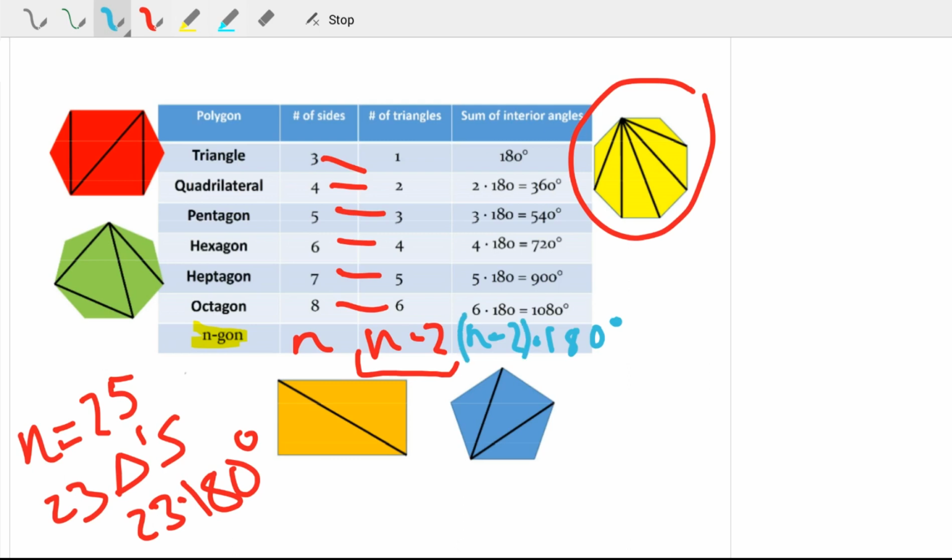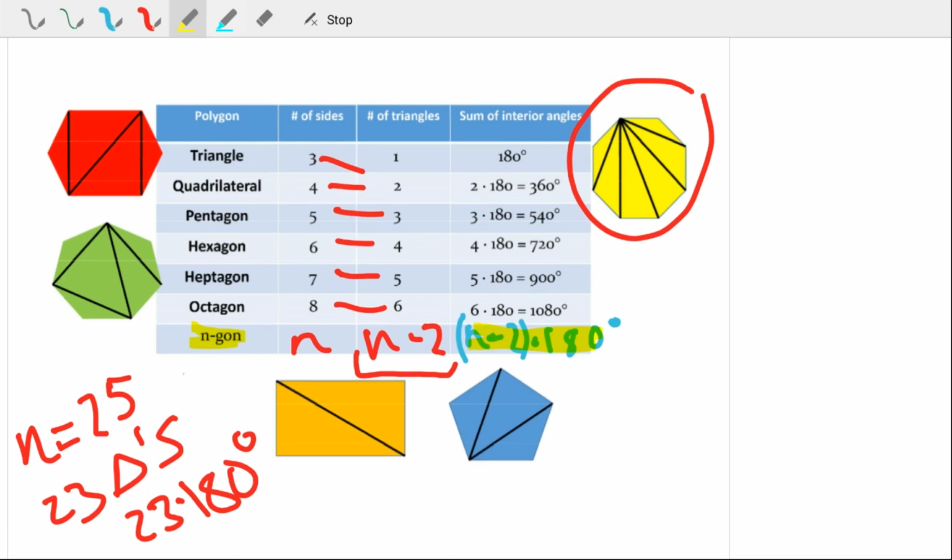I'm going to put parentheses around that just so you can see it. So really think about what this equation is saying, because that's the most important equation for this lesson. It has 2 parts to it, okay? The first part, n minus 2, is going to tell you how many triangles you can form in the shape. And then the 180 degrees part, the times, is basically you just keep adding 180 degrees every single time. And so this is the equation that you need to know.